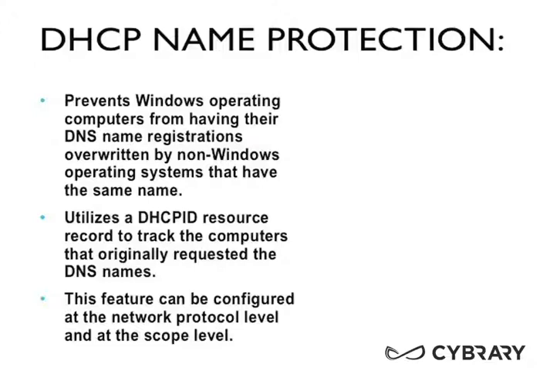DHCP name protection uses the DHCID resource record to track the computer that originally requested that DNS names be registered in DNS. The DNS name protection can be configured at a network protocol level or at the scope level.